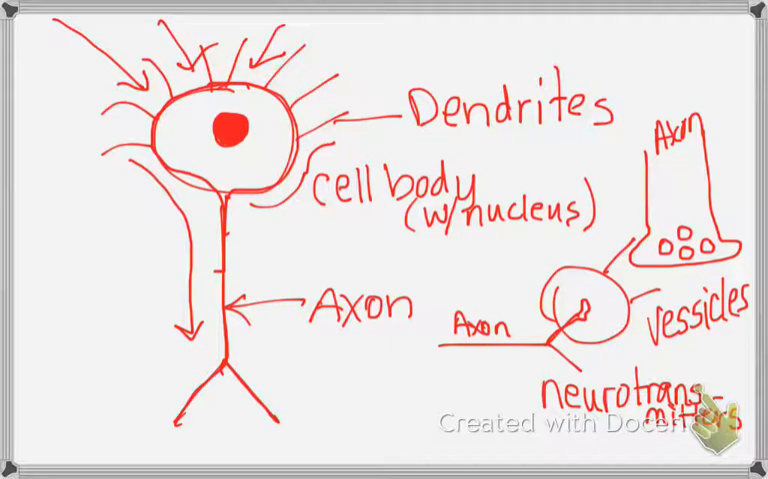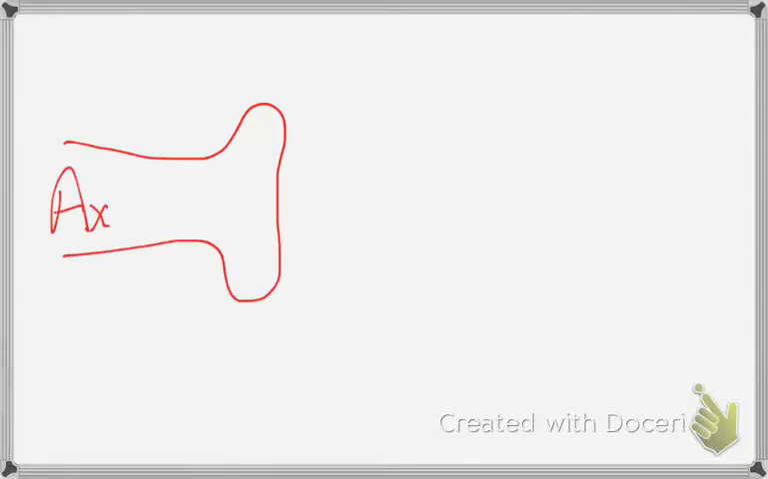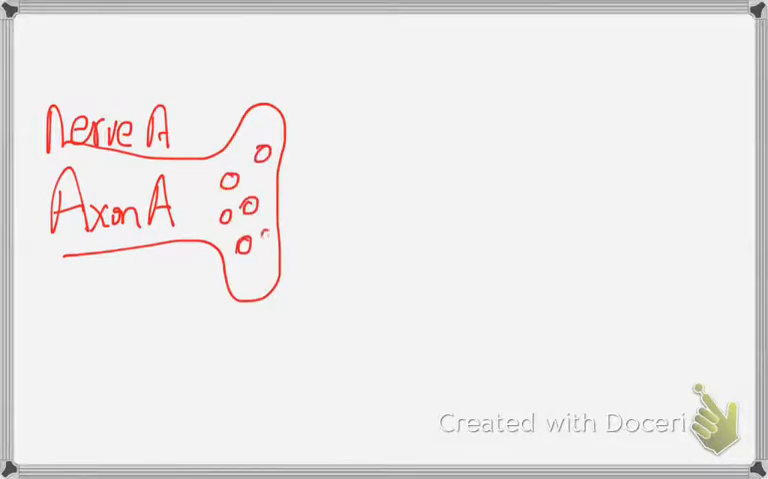Okay. So neurons don't actually touch each other. It's not like, oh, poke, you're it, and carry the message. It's not how it works. So here is, we'll call this axon A, nerve A. And here are the vesicles, and inside the vesicles are the neurotransmitters. So I put some little dots in there.